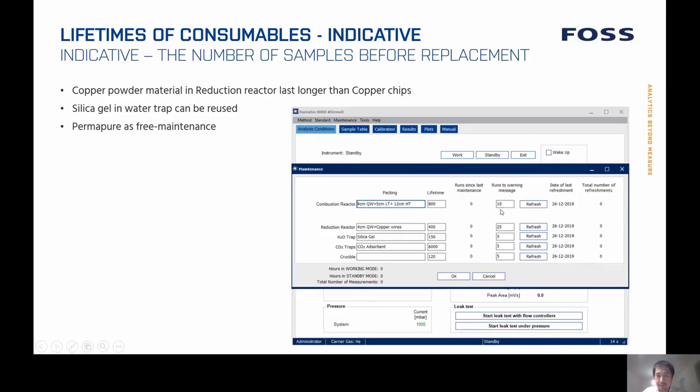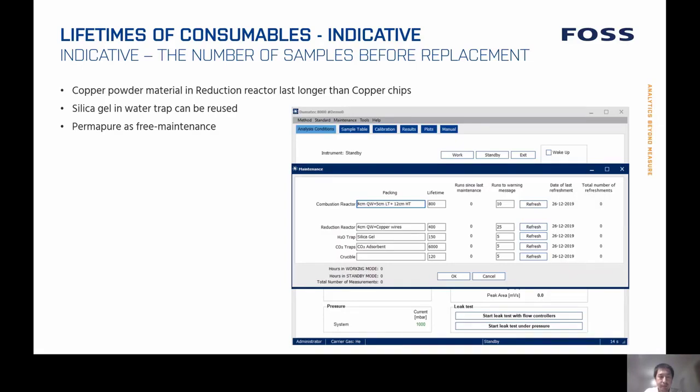Like here, if you set 10, that means when there are 10 runs left for the analysis, the software gives you the warning message that it is time to change the consumables. So that is very easy for the operator to know when it's time to change them. Here is a list of the major consumables you have to change in daily operation.